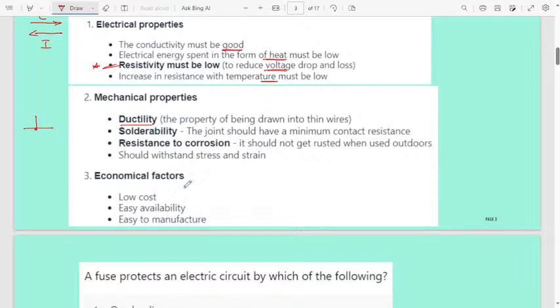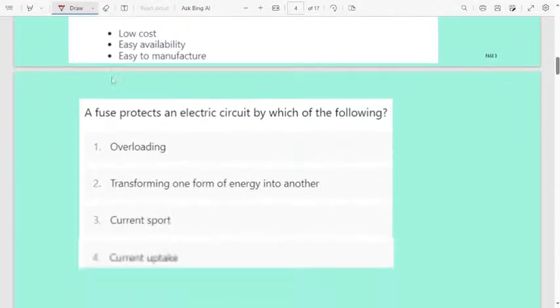Then economical factor: low cost, easy availability, easy to manufacture. These are easy properties, but this electrical property is very important. Remember these four properties. Okay, let us move to the next question.